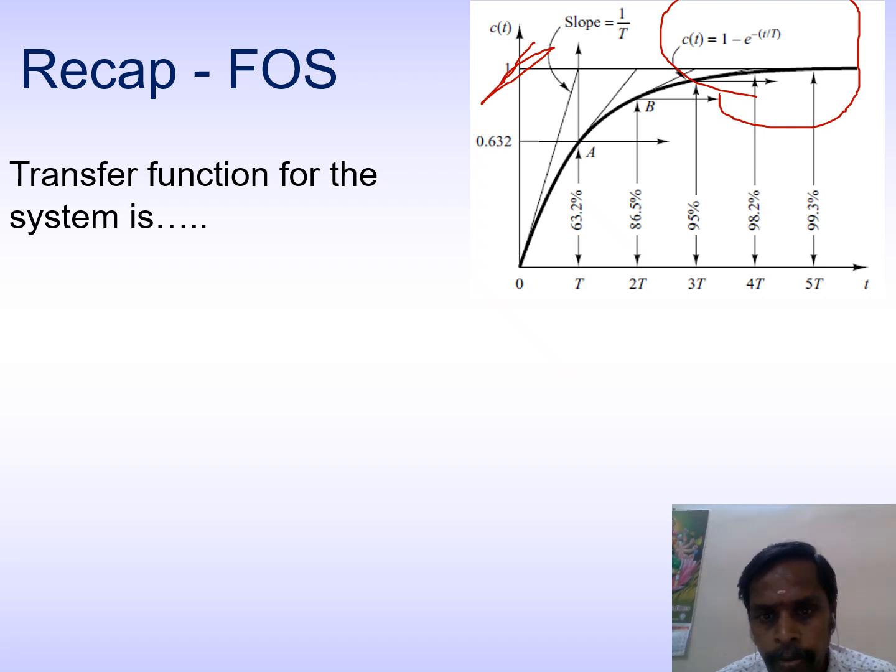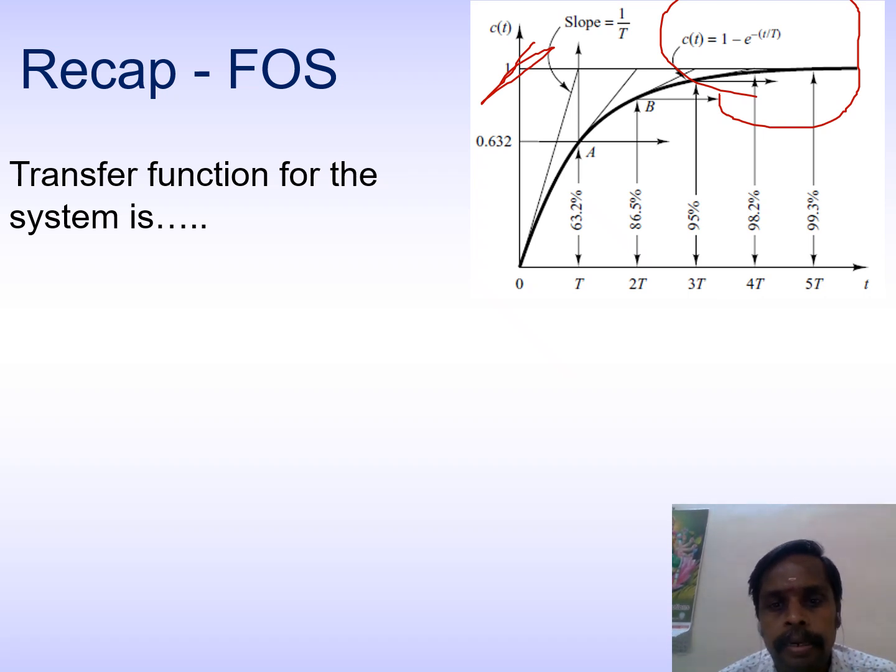How is it possible to find out the tau value? Yes, good. So for this steady state output value is 1. 63.2% of that steady state output is 0.632. That 0.632 is achieved at one time constant, isn't it? So this is the time constant. That one time constant is the tau value.